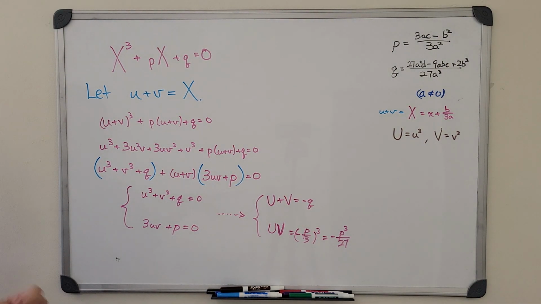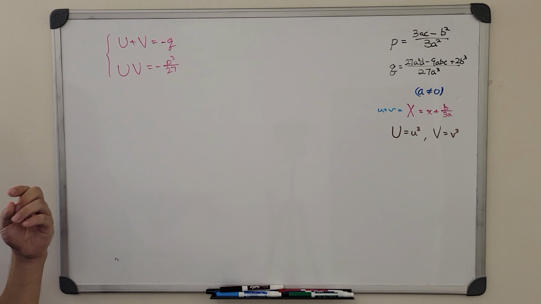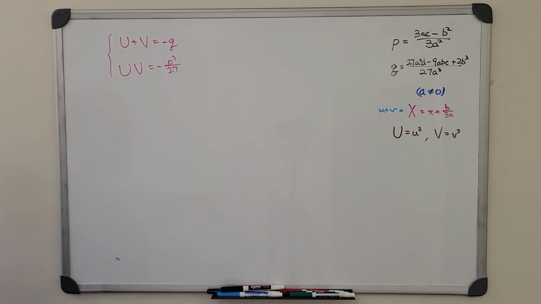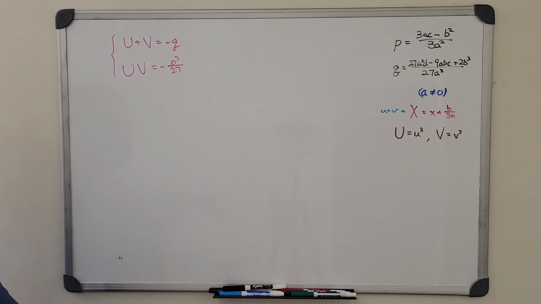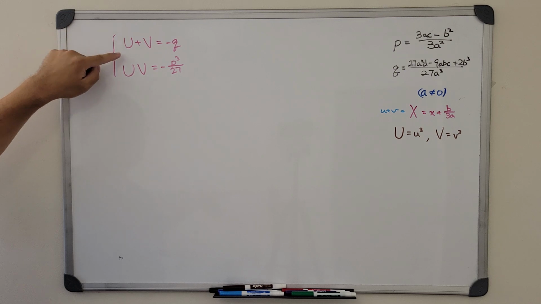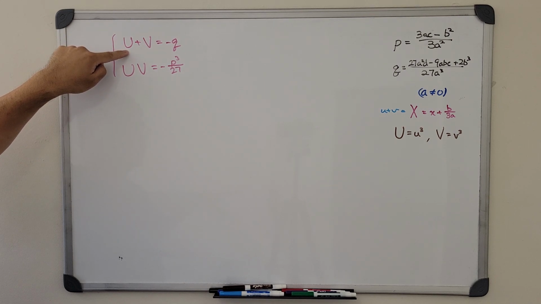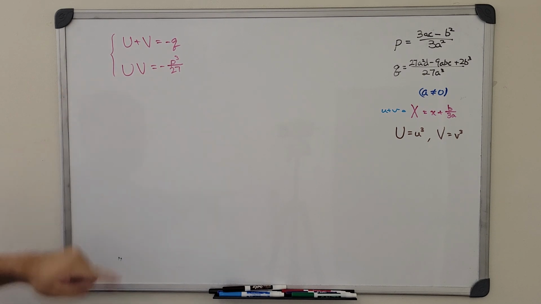Excellent. So let me clean the board, and then we are going to finish up the proof. Okay, so in the last board, we actually ended up with a system of equations with two variables, capital U and capital V. Now we actually have two equations which represent the sum and the product of the two variables.